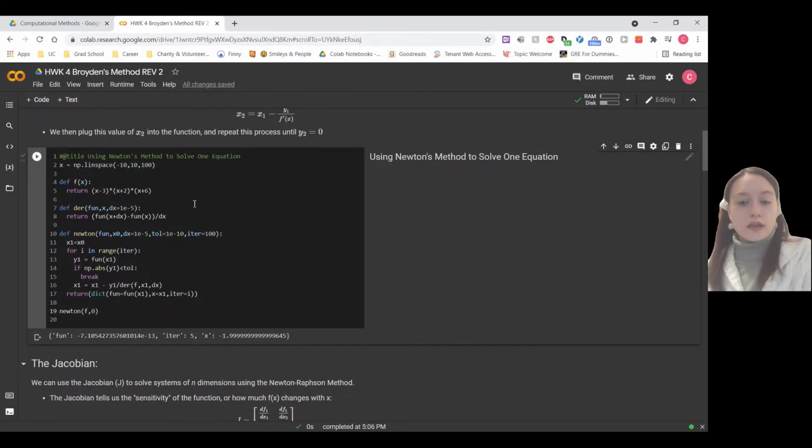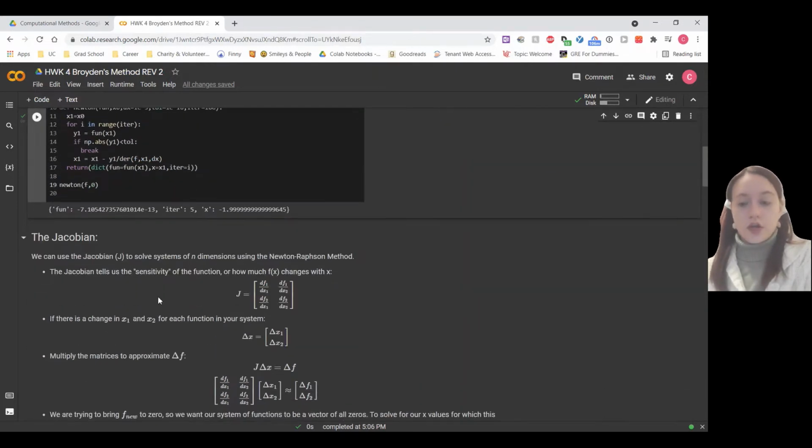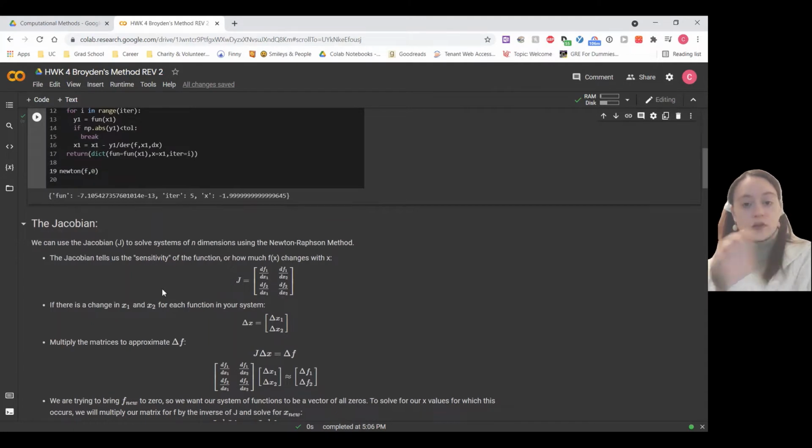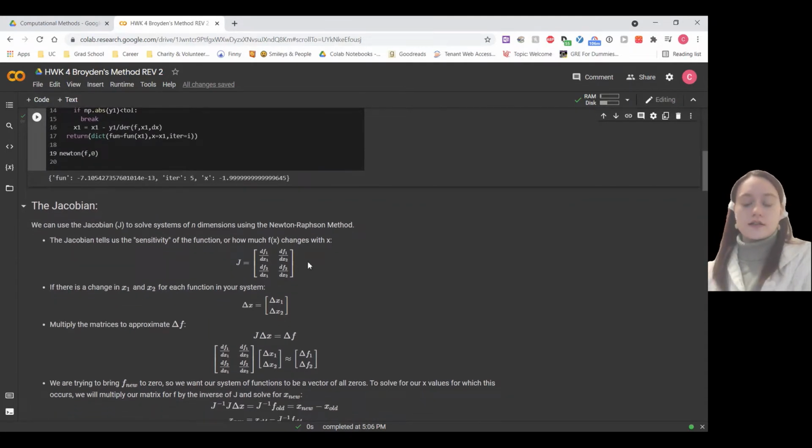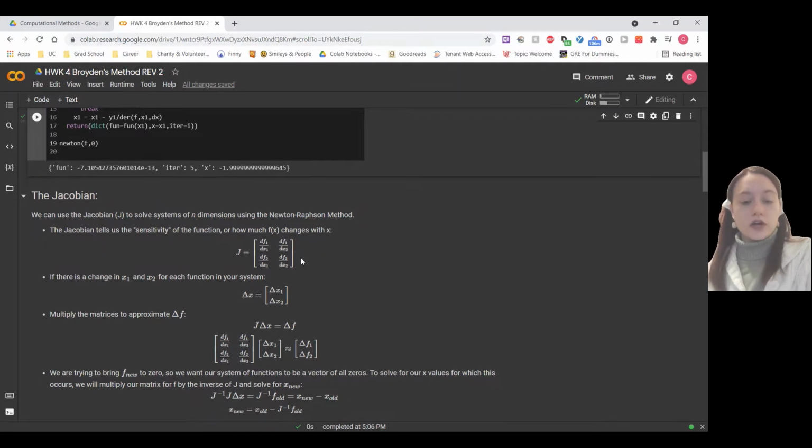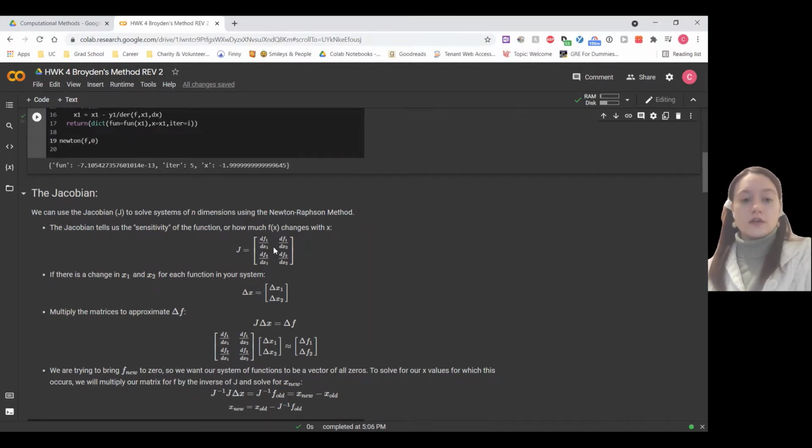We can also use Newton's method to solve a system of equations, and for this we're going to use the Jacobian. And the Jacobian basically tells us the sensitivity of the function, so it's the partial derivatives of our functions with respect to our x values. So for example, if we have two functions with two unknowns, the Jacobian would be a matrix with our change in f1 with respect to x1 and x2, as well as our change in f2 with respect to x1 and x2.